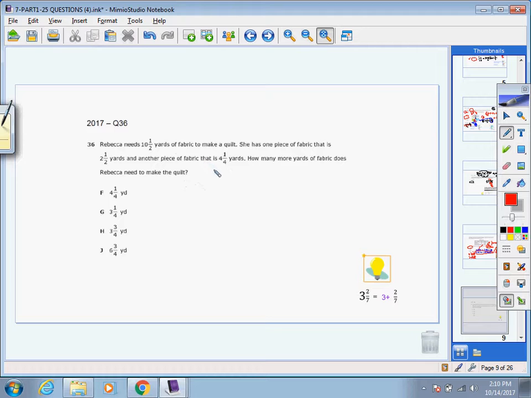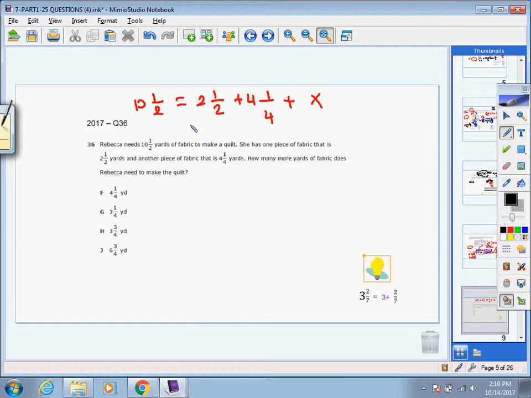So let's see what we have to do. How many yards of fabric do we need? 10.5, right? Actually, she needs that amount. She has one piece of fabric, which is 2.5, and another piece, 4 1/4, and we need something more to make 10.5. So I place them equally. I place the expression properly to be able to set up my equation properly.